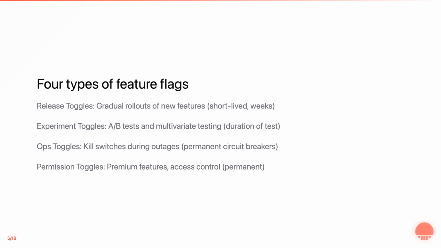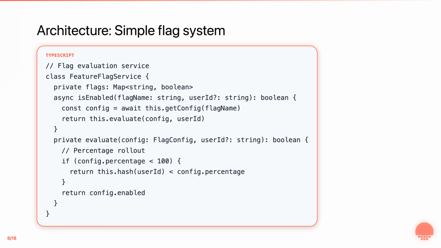Not all feature flags are the same, and understanding the types matters. Release toggles are your bread and butter. Flip them on, verify everything works, then remove them after a few weeks. Experiment toggles power A/B tests and stick around as long as you're measuring. Ops toggles are kill switches for when things go sideways. These stay permanent because production will humble you. Permission toggles gate paid features or user roles. Also permanent. Different life cycles, different purposes. Same core benefit, control.